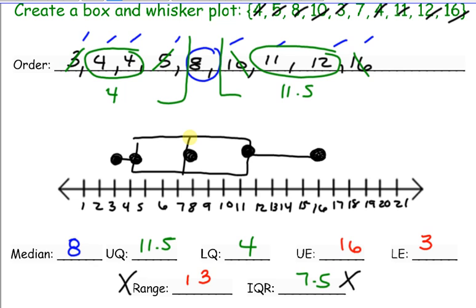If you are not done, go ahead and pause the video, and if you are done, let's make sure that our data matches. So we have a median of 8, an upper quartile of 11.5, because you were left with 2 numbers here, you had to find the median. A lower quartile of 4, again, you were left with 2 numbers, you had to find the median. An upper extreme of 16, a lower extreme of 3. And then 16 minus 3 is 13, and 11.5 minus 4 is 7.5.